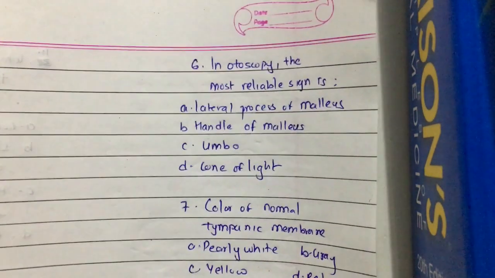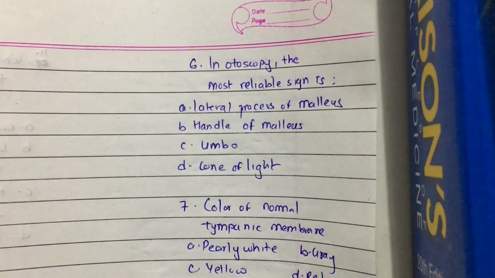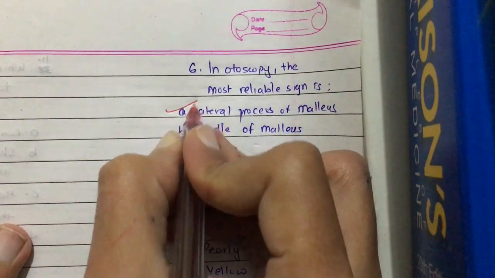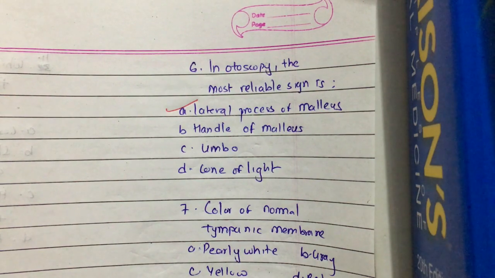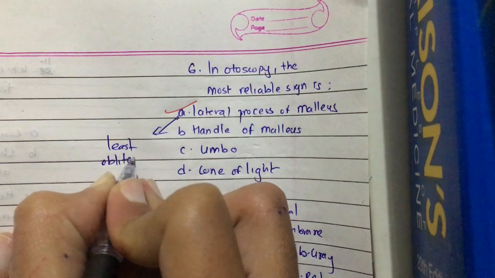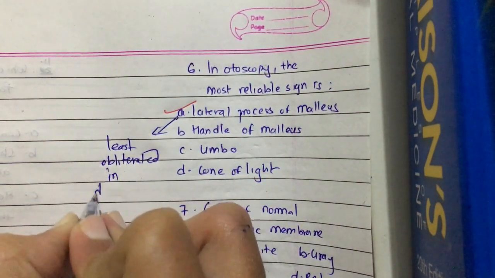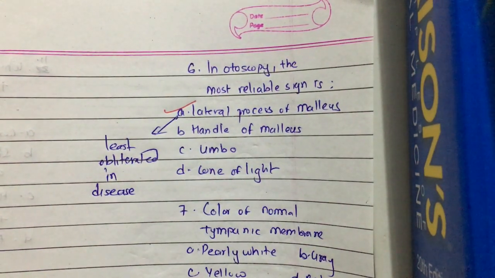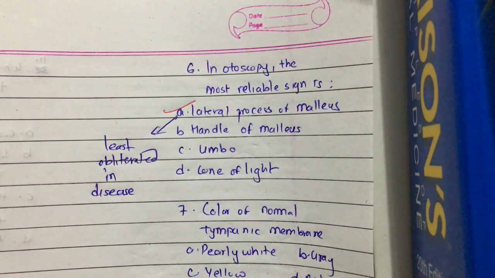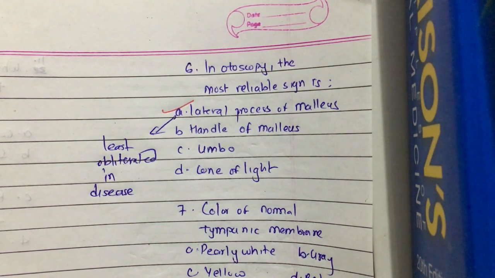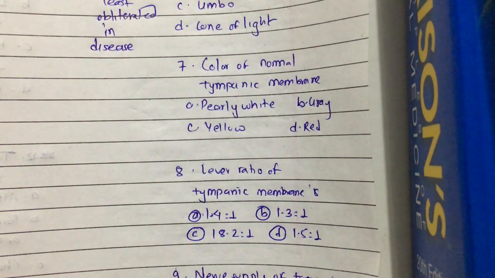In otoscopy, we have already discussed that the most reliable sign is the lateral process of the malleus. Why? Because it is least obliterated in disease. Even in advanced disease the lateral process of the malleus can be found. So it is an important landmark of the tympanic membrane, and the most reliable sign in otoscopy.